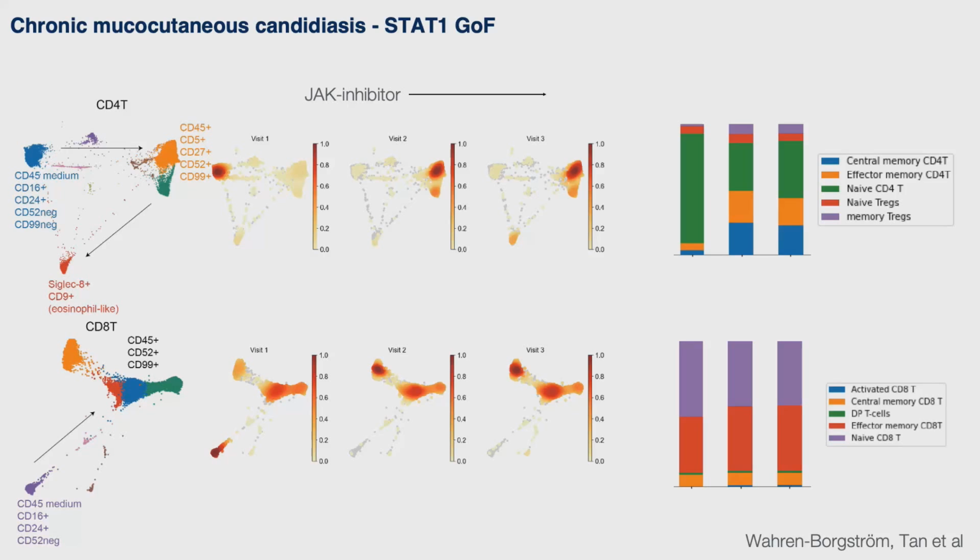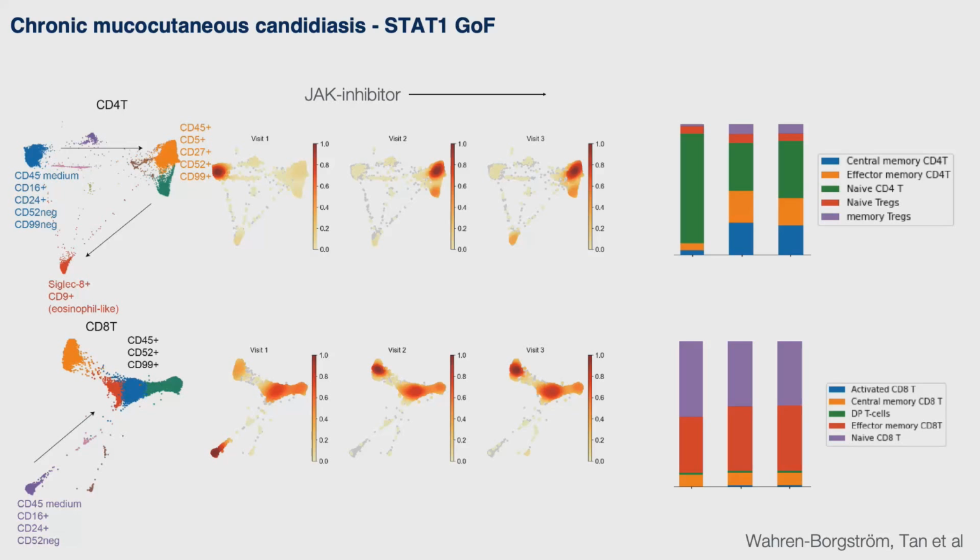We see from the stacked bar charts on the right showing proportions of immune cells that there is a shift, especially in the CD4 compartment, from naive to more central and effector memory T cells after treatment, as well as an expansion of memory Tregs after treatment.